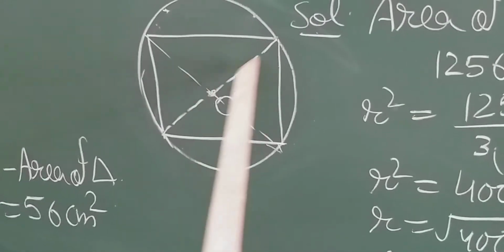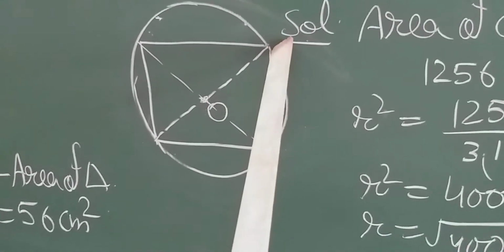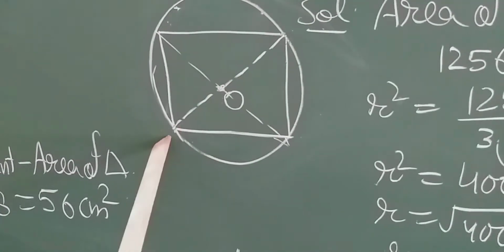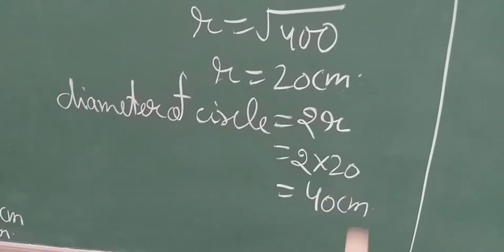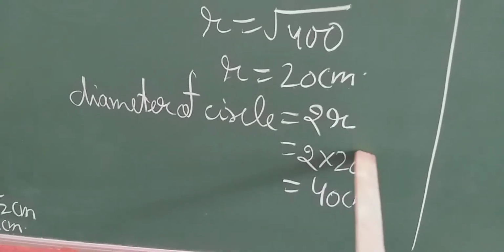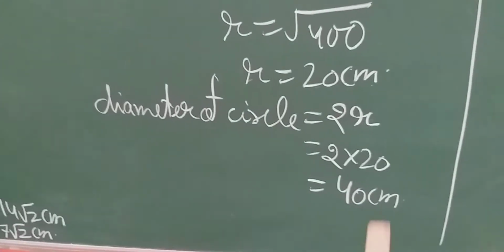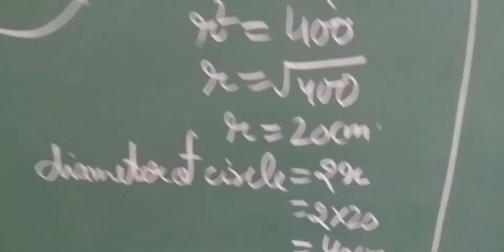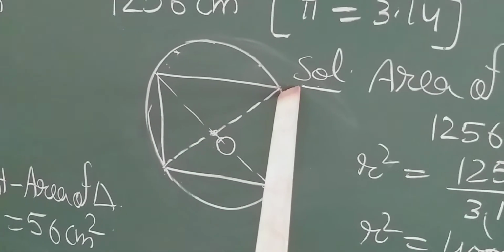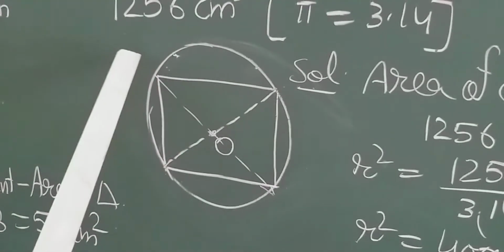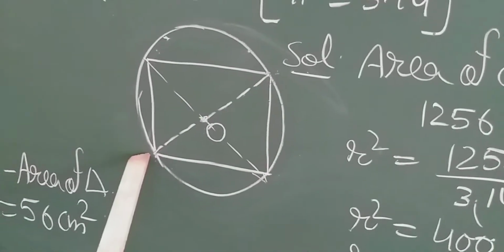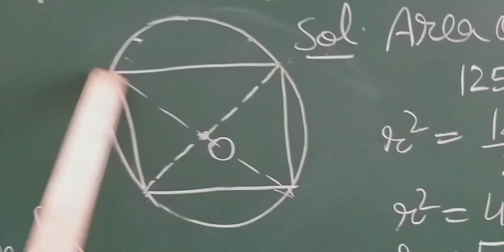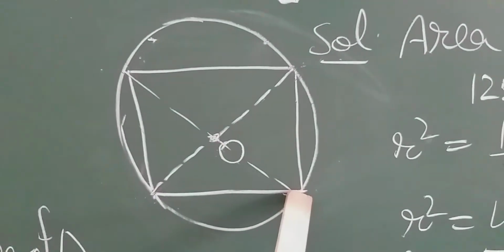Now students, we have calculated the radius. Now we have to find the diameter. We know that diameter is twice the radius. So diameter of circle equals 2r, 2 into 20, 40 centimeter. This is the diameter of the circle. We know that diameters of a circle are equal, so this is 20 centimeter, this is 40 centimeter, and this is also 40.